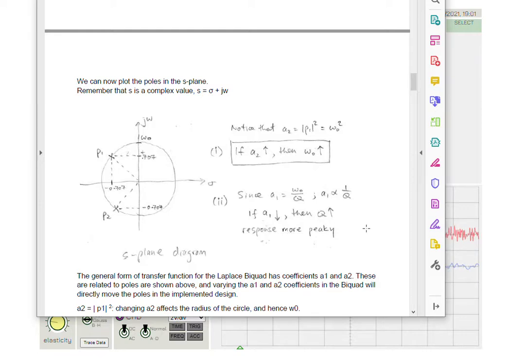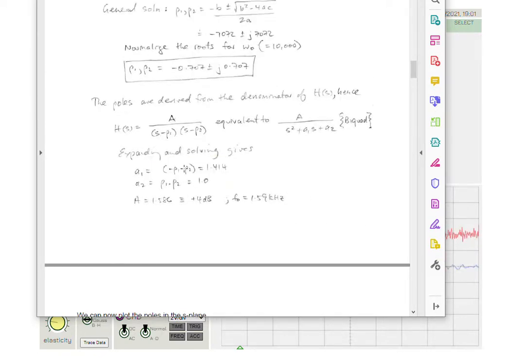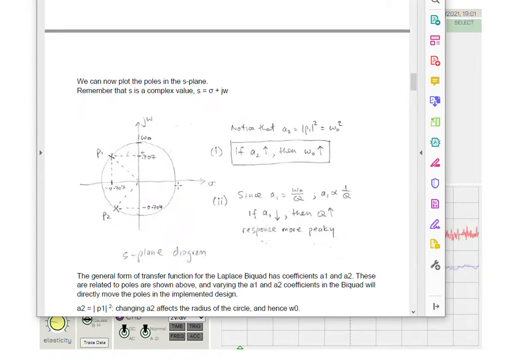But what they represent are vectors. And if we go back to the transfer function, we can see they represent the product of the distance between the frequency of interest and that pole. So S minus P1, S minus P2. If we have a look down here, S is a point on the j omega axis, and P1 and P2 are the magnitudes to that point.